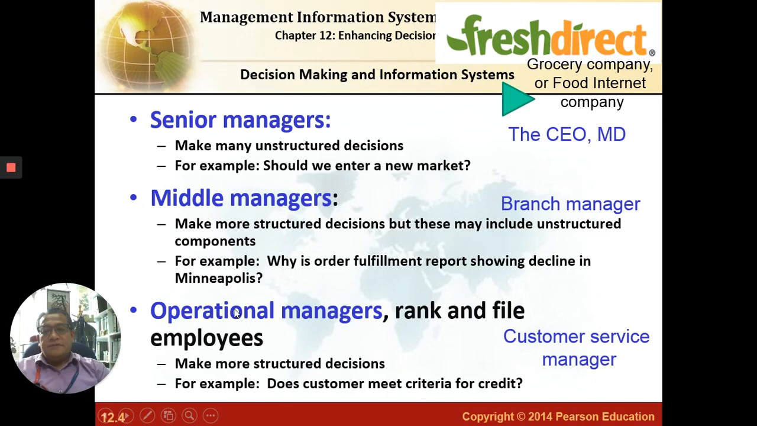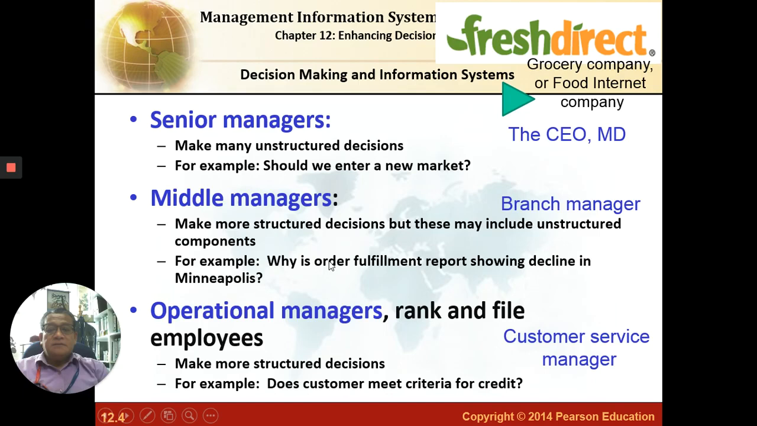For example, the operational managers normally make structured decisions. For example, which customers meet the credit line so that we can supply goods to them. These are operational managers at the level of, for example, a customer service manager. Middle managers, normally like a branch manager, make more semi-structured decisions for their business by using the IT system.